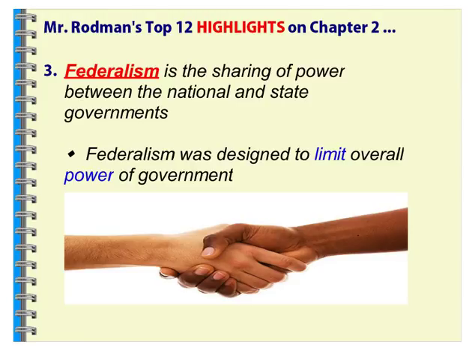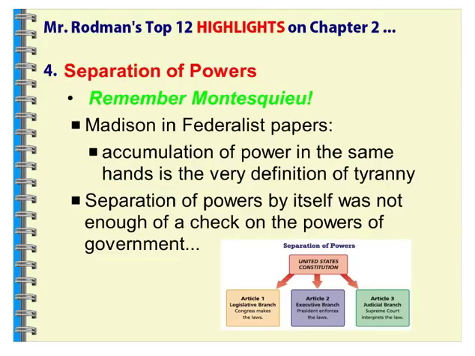Now, federalism is this idea of sharing of power. It's the handshake between national and state governments. They're sharing that power to limit the power of government. Separation of powers comes from Montesquieu, this idea of the sharing of power. So they have separate but distinct roles and responsibilities, different powers among them.